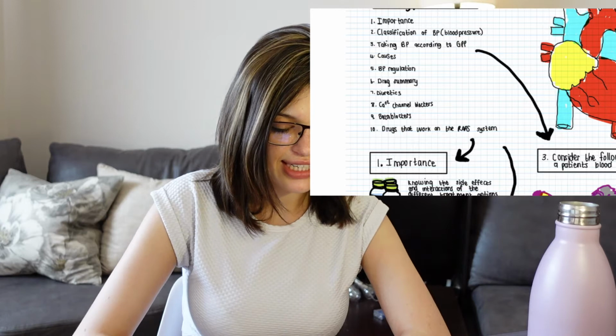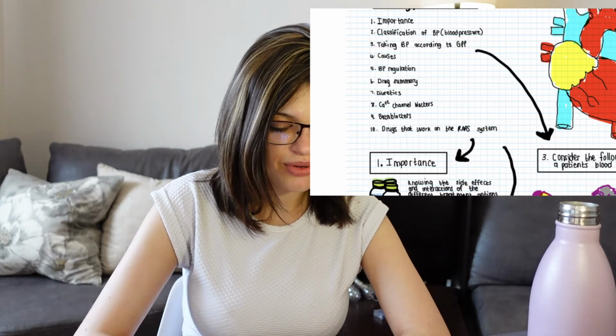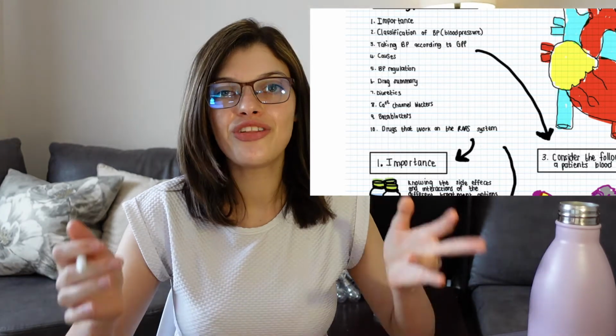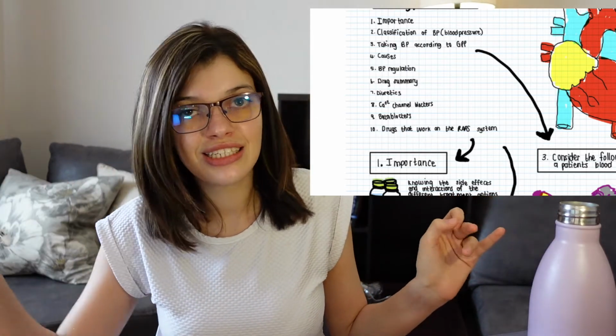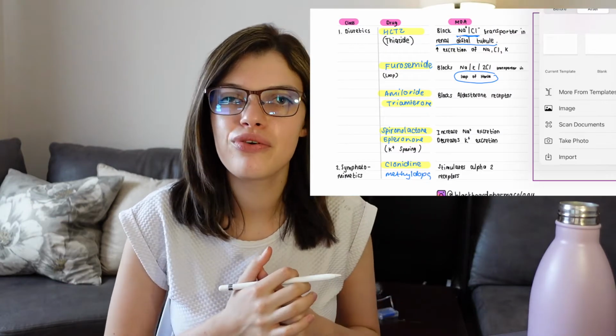Great stuff. Today we are going to discuss diuretics, calcium channel blockers, beta blockers, and drugs that work on the renin-angiotensin-aldosterone system a bit more in detail. And I hope you've got that chart printed out and ready to use, because I'm going to give you something that you can write on that chart in the notes section. Let's get straight to it.